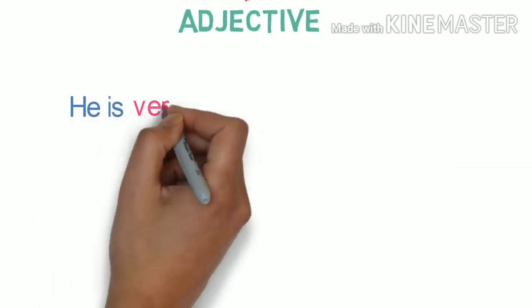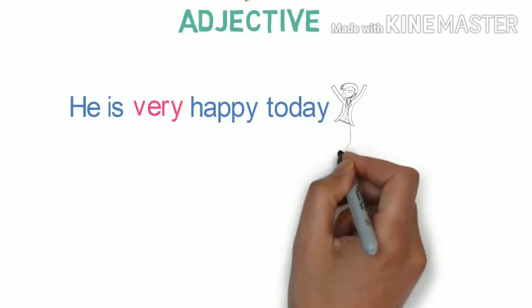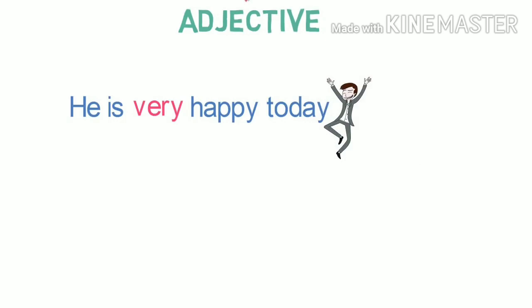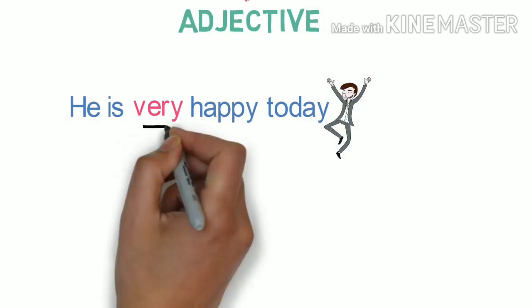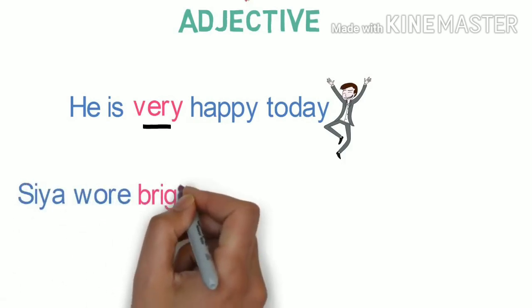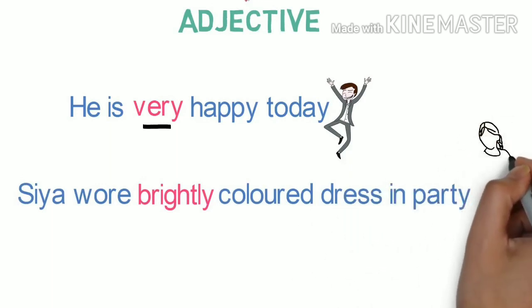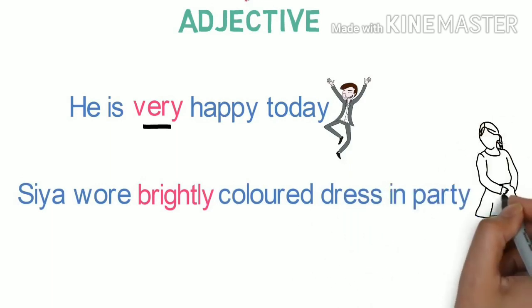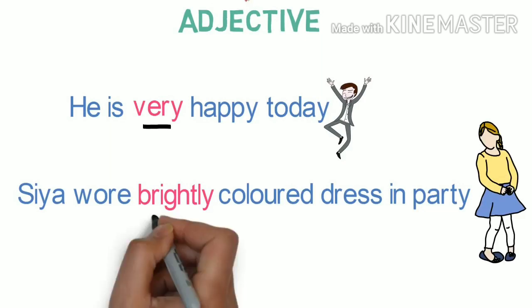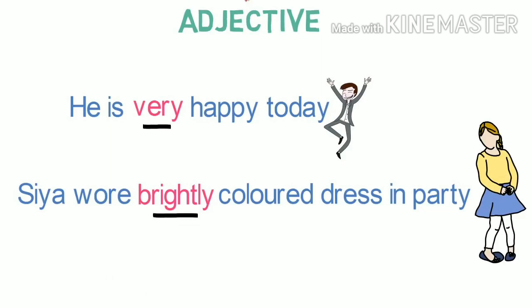Let's look into the adverbs that describe adjectives. He is very happy today. Now what is the adjective here? Happy. And which word describes the intensity of his happiness? Very. So very is an adverb describing the adjective happy. Sia wore a brightly colored dress at the party. Here what is describing her dress? It is colored. So colored is an adjective. Now what is the intensity of the color? It is described by brightly. So it is an adverb here. Now you will have understood the adverb that describes an adjective.